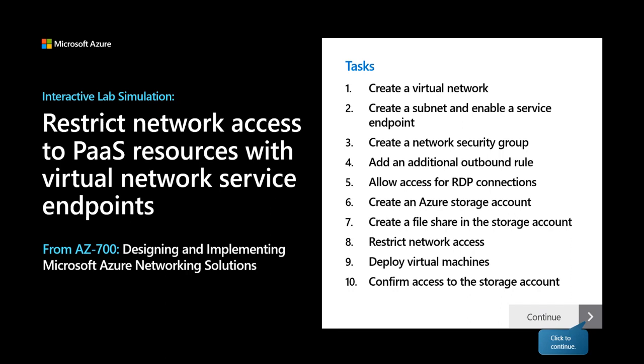Okay, welcome back again. After we complete the architecture part, now we have a good lab. So now we need to restrict the network access to platform as a service resource with the virtual network service endpoint. The virtual network service endpoint enables you to limit network access to some of the Azure service resources from your Azure virtual network subnet.